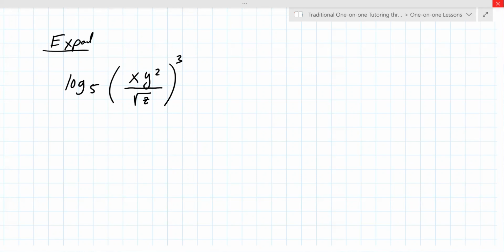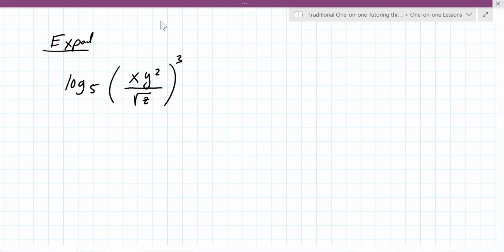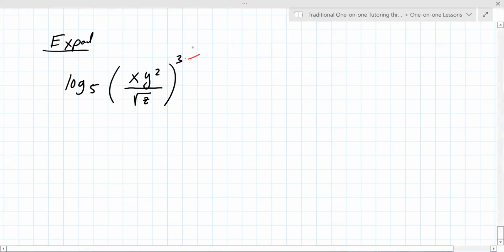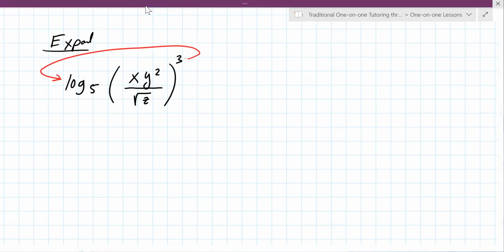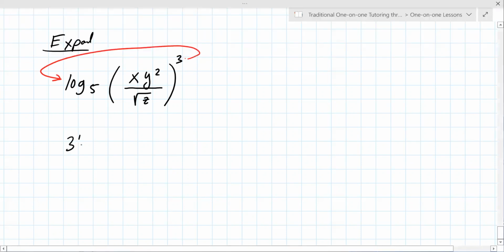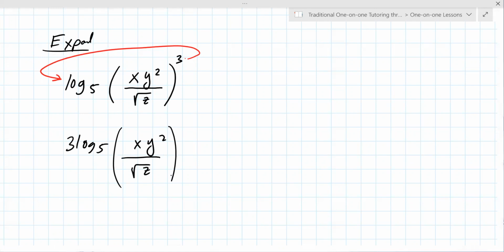So far I have 6 log base 5 of xy minus 3 log base 5 of the square root of 2. Okay, let's start. Did you move the exponent first? Yeah. Okay, so that gives you 3 log base 5 of xy squared over the square root of z, like that. That's the first move here. Is that okay? Did you get that far?